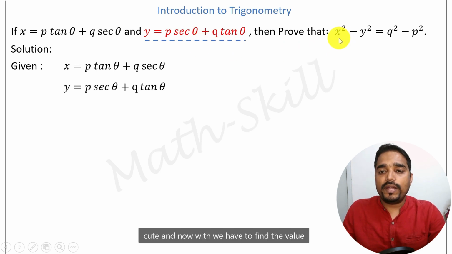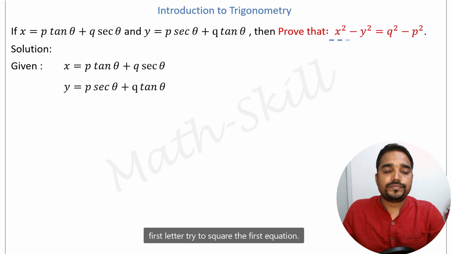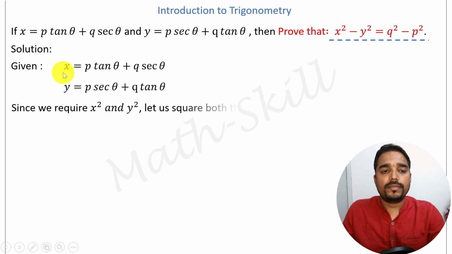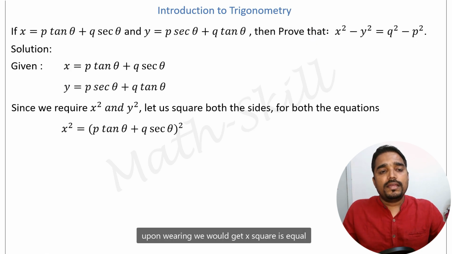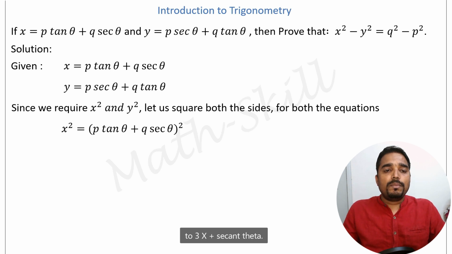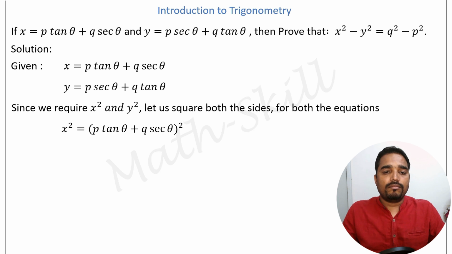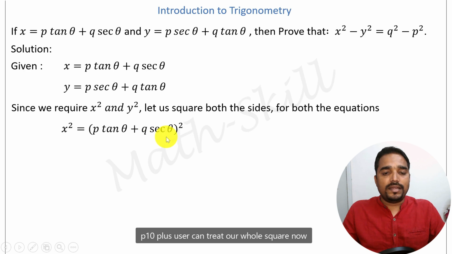Now, since we have to find the value of x square minus y square and we have x and y here, let us square both the equations. First, let us square the first equation. Upon squaring we would get x square is equal to p tan theta plus q secant theta whole square.